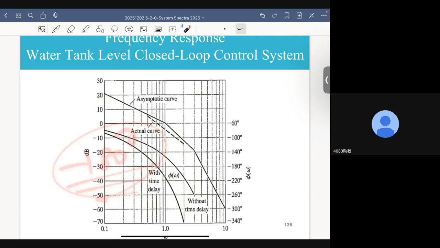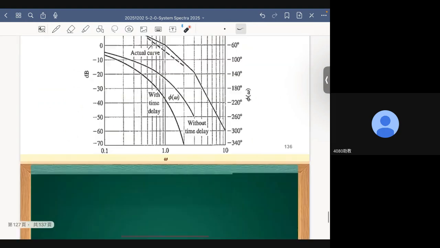Now, these two angles are still well above minus 180 degrees, so the system is still comfortably stable, even with such a time delay. But nevertheless, the time delay compromises the stability. It decreases the phase margin and makes the gain margin smaller. So time delay is always an unfavorable factor for system stability.